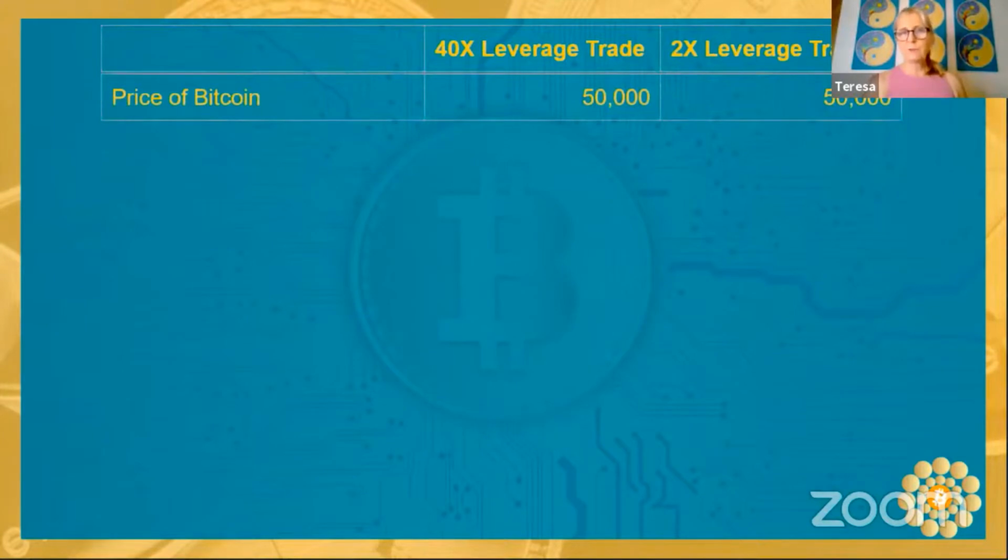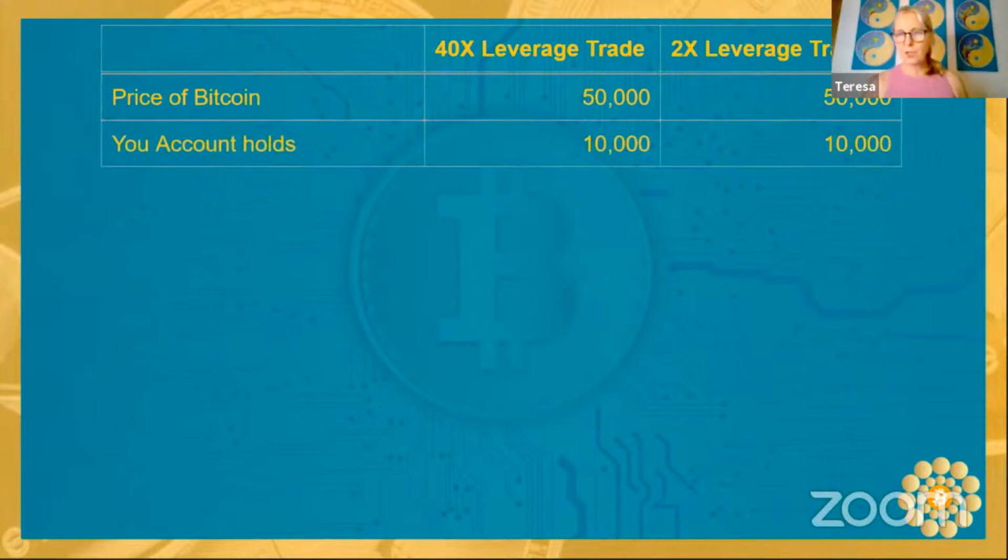Okay, so we've got two trades. One trade is a 40x leverage trade. The other's a 2x leverage trade. I took these extreme examples just because they're easy to do the math on. You have $10,000 in your account. So let's say you're trading on Bybit. The total amount of Bitcoin in your account equals $10,000 US.